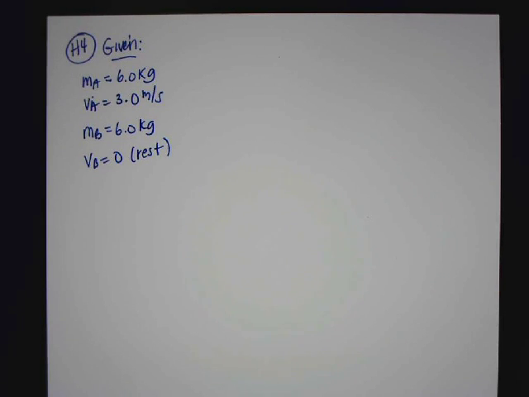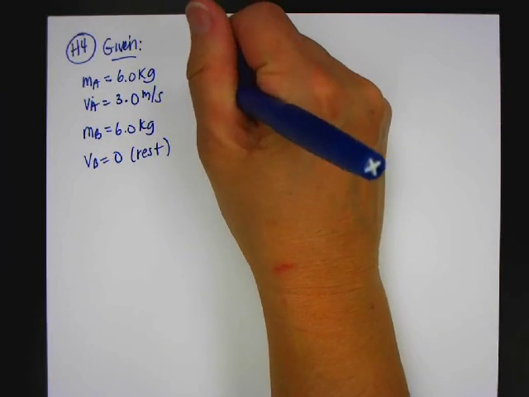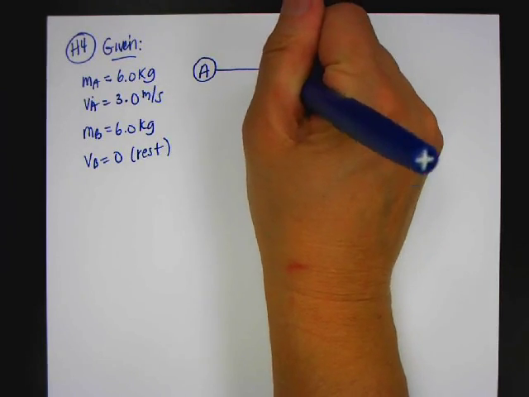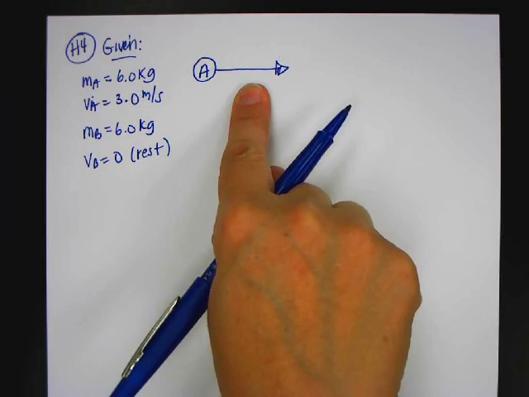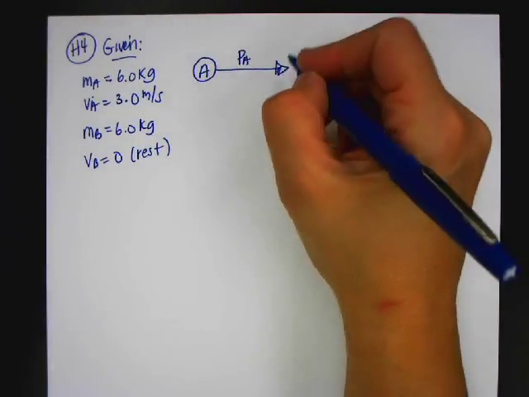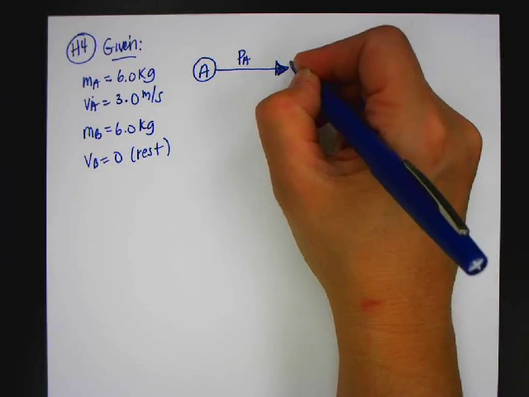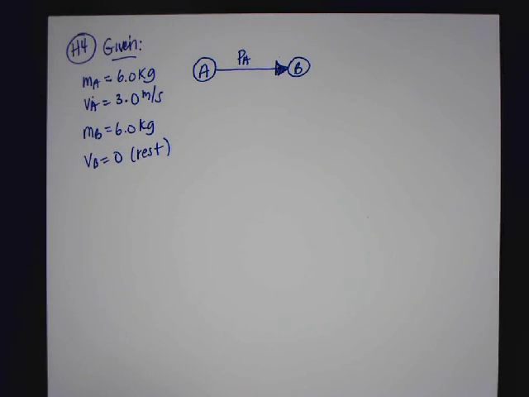After the collision, so before we start doing anything else, we need to draw our what's happening diagram. So here's A, and it's moving along. Now, this vector is going to represent its momentum before, so that's going to be PA. And then it hits B, which is at rest. So that's before.